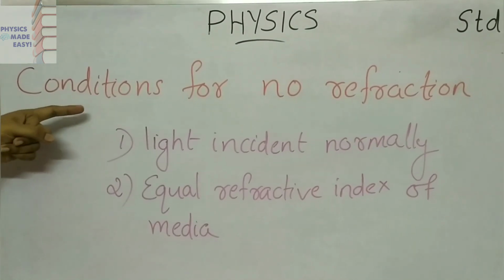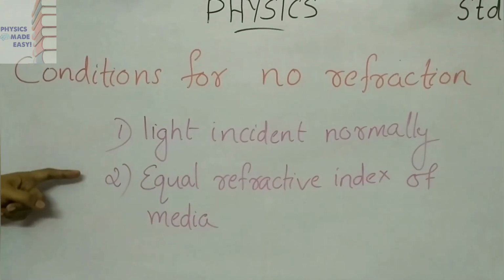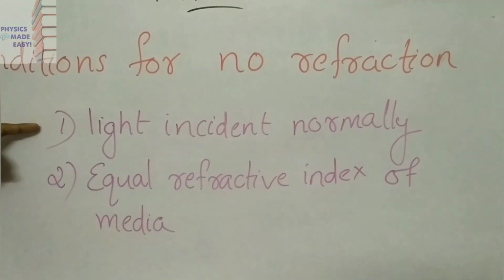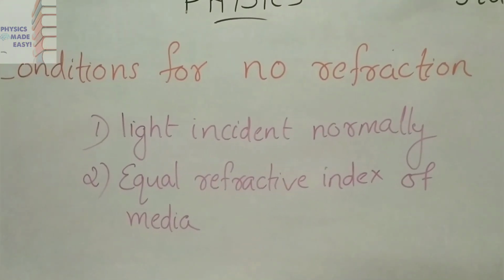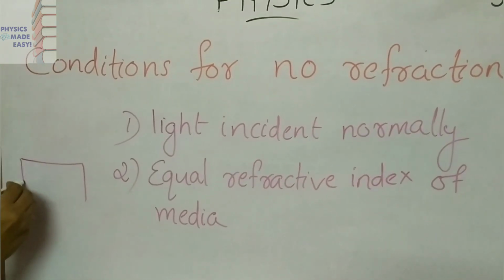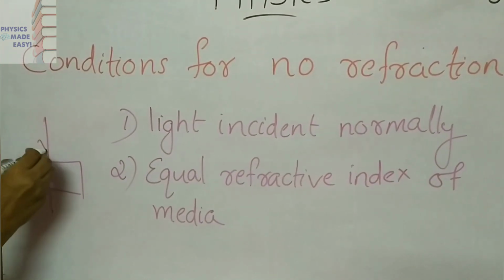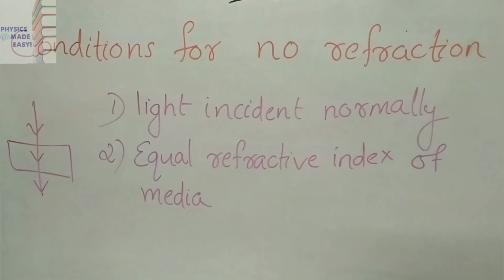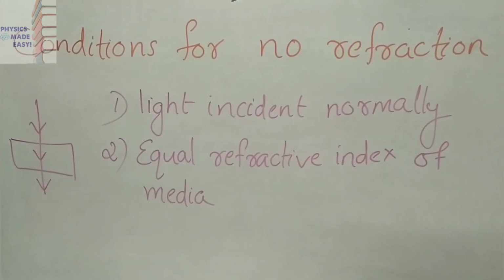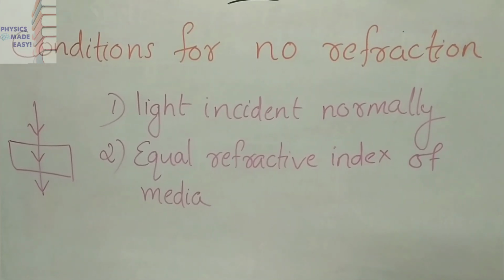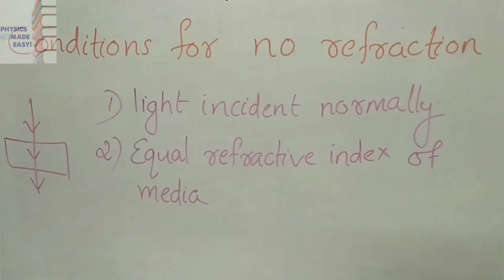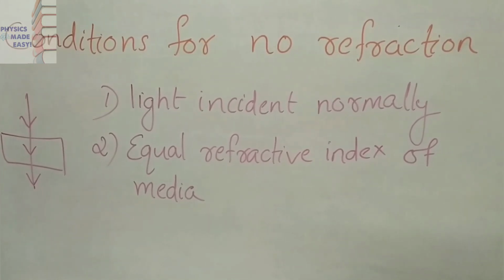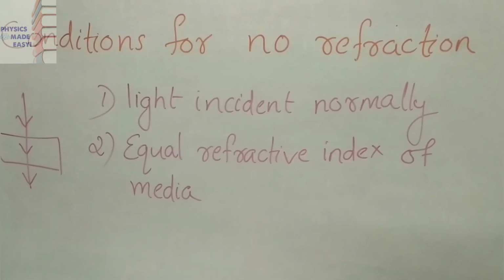Here you can see the conditions for no refraction. Two conditions are there. The first one we just discussed, the light incident normally. If the light ray is incident normal to the surface, there is no refraction, it will go straight. Another condition is equal refractive index of the media. For discussing refraction, we have to talk about two media. For these two media, if the refractive indices are equal, there will not be any refraction.